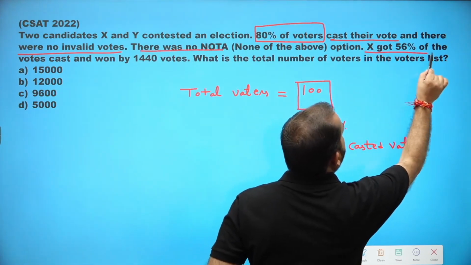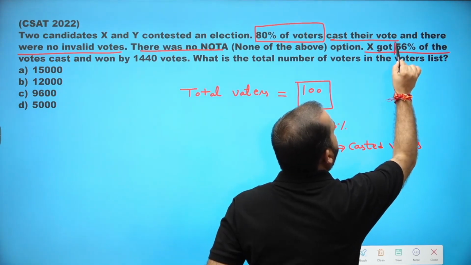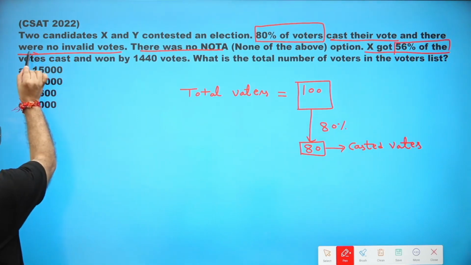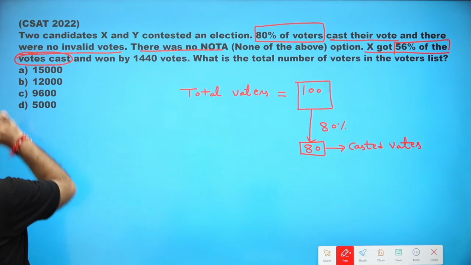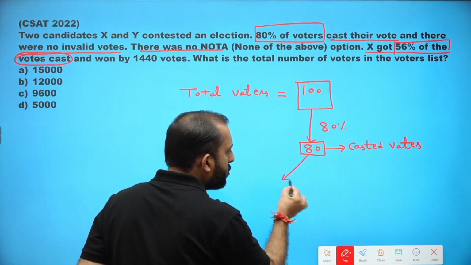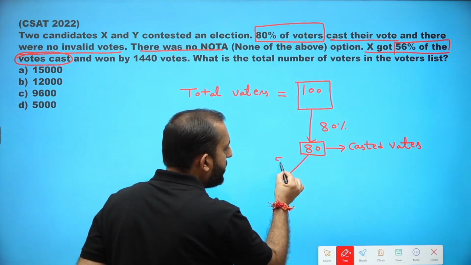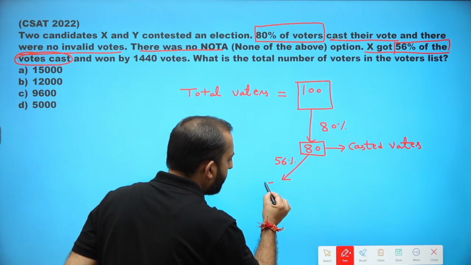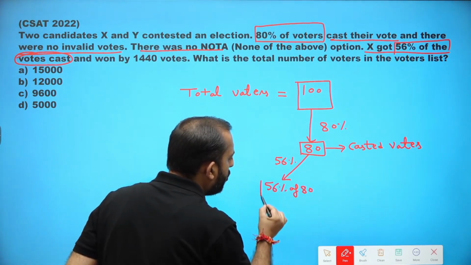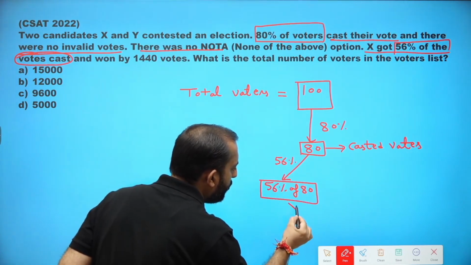X got 56%. Now this is the important line. 56% of which value? 56% of the votes cast. So how many votes have been cast? 80 votes have been cast. So 56% of 80. 56% of 80 has gone to whom? Has gone to X.